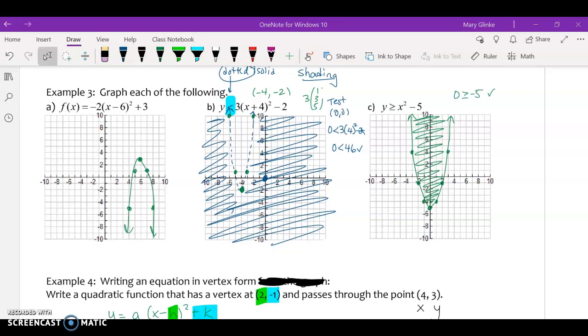Okay, so you can take a look at 3. You have your vertex at 6, 3. It opens down with a stretch of 2. Versus C, it has a vertex of 0, -5. It's a solid line, and you shade on the inside of that parabola.